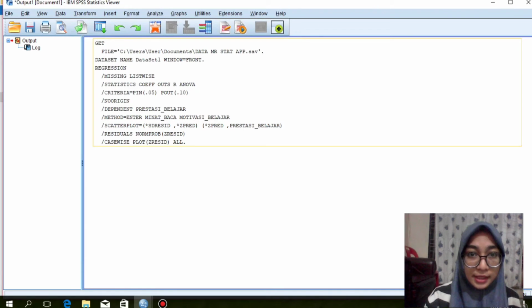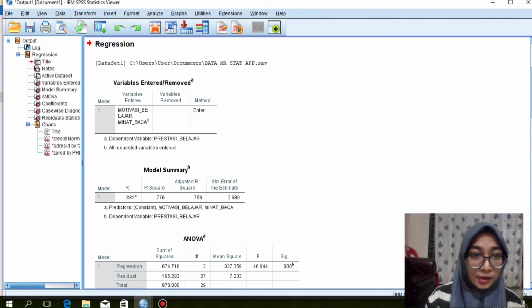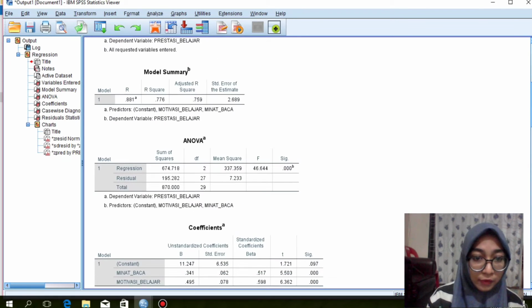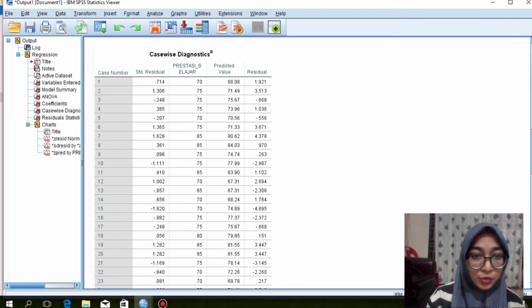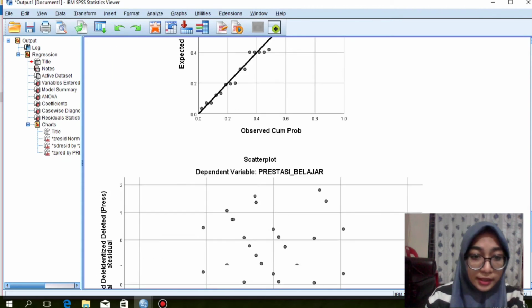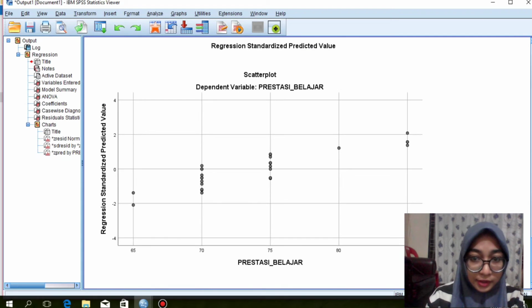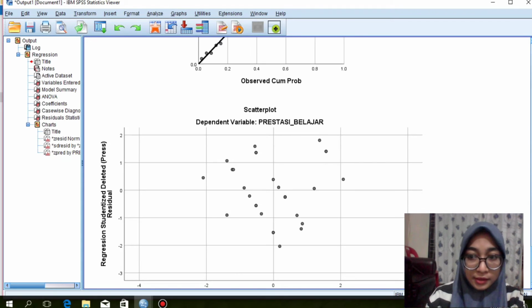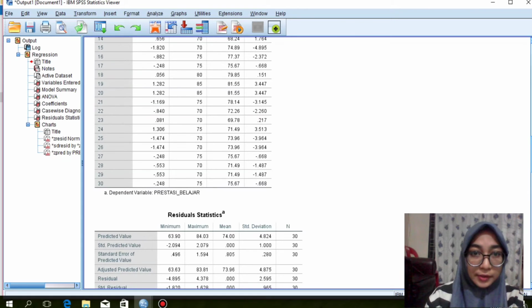You can see there are variables entered or removed table, model summary table, ANOVA table, coefficients, case-wise diagnostics, residual statistics, and for the chart, there are several charts. That is the output. Okay, that's all for the procedure how to analyze data with multiple regression analysis.